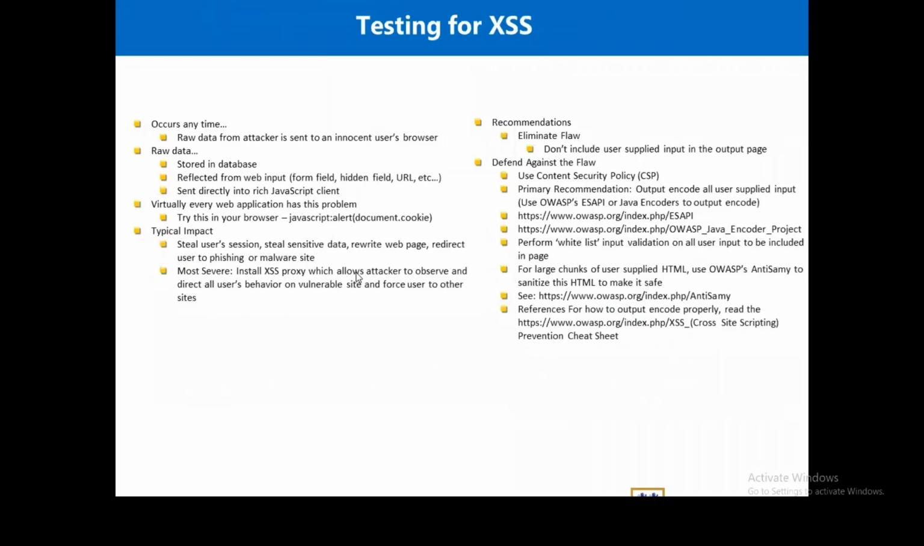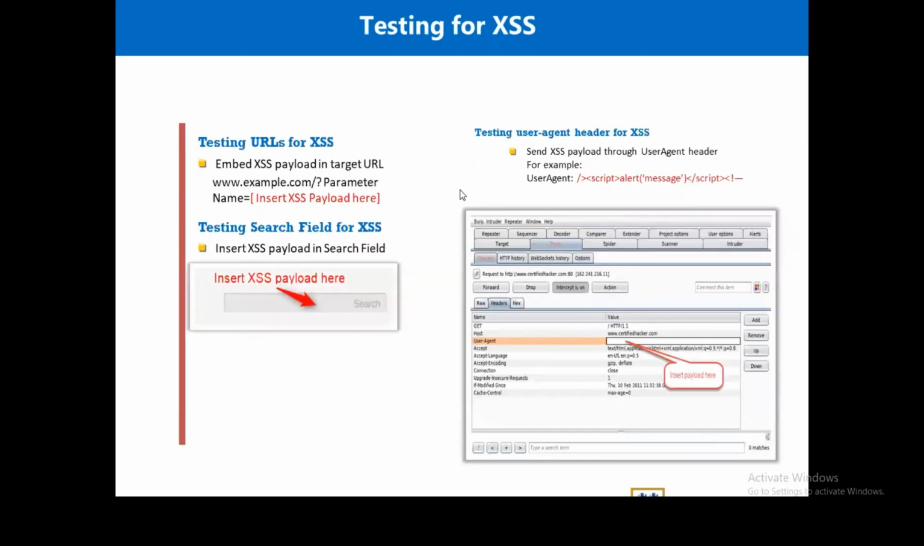How do you test for XSS? XSS stands for cross-site scripting. It's the type of vulnerability that allows an attacker to send in malicious script. The script can be HTML script, can be JavaScript, into the user's browser. It allows an attacker to send a malicious script into your web application. How do you test for XSS?